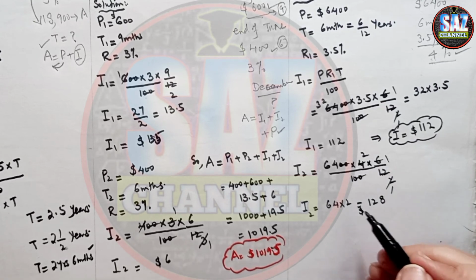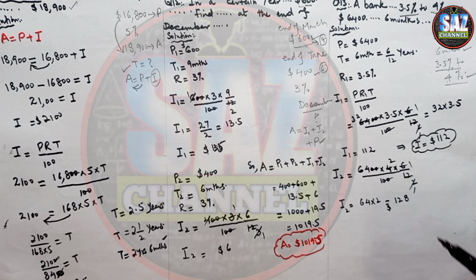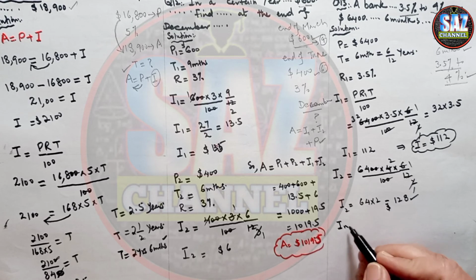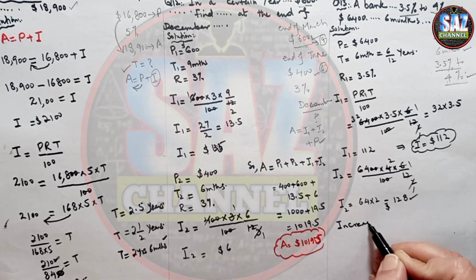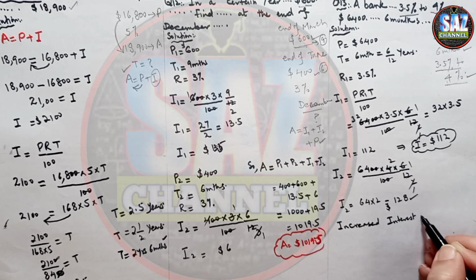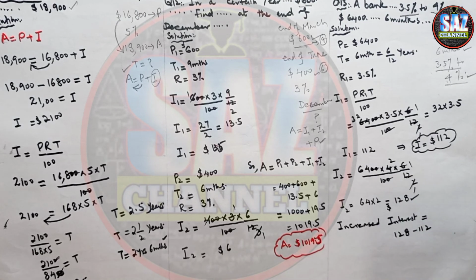Now the question says, find how much more interest she is getting. So the increased interest will be equal to 128 minus 112, and when I take away 112 from 128, I am left with $16. So she is getting $16 more if she makes the investment at this new interest rate.